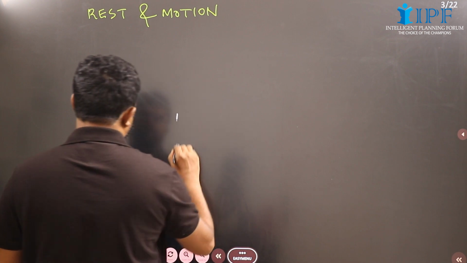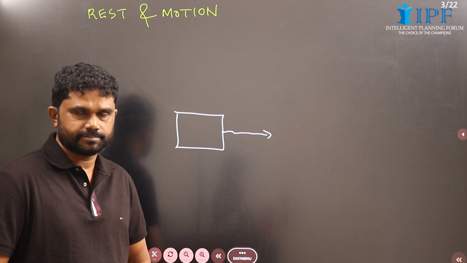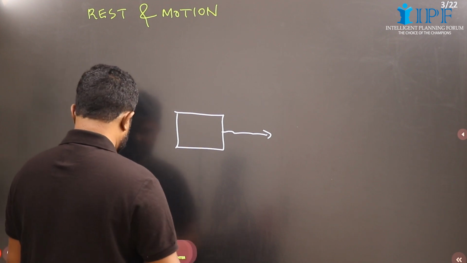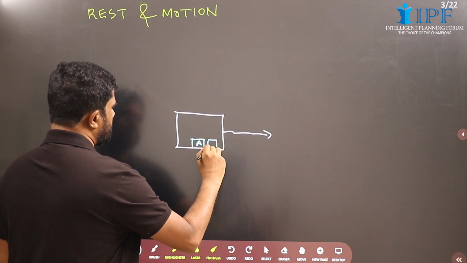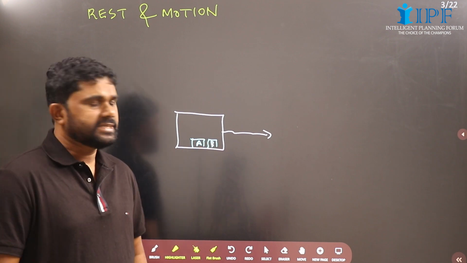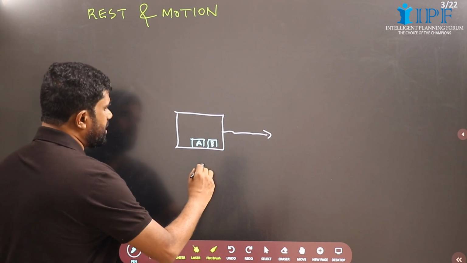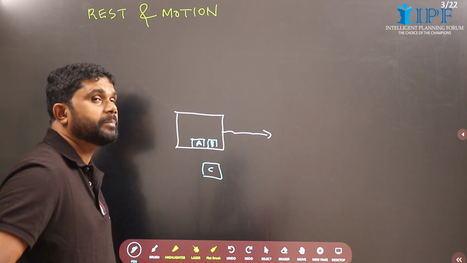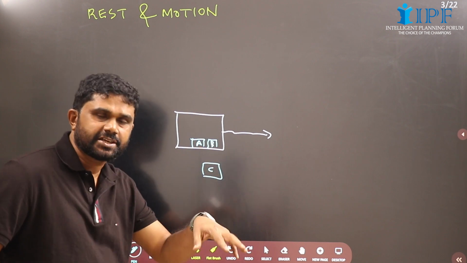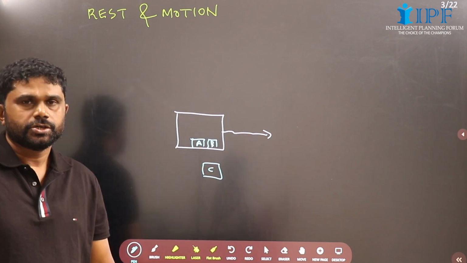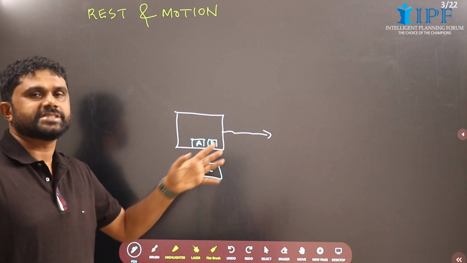See, consider a train that started to move from a station. There are two passengers, say A and B, sitting inside the moving train. As seen by A, the passenger B is at rest. But for an observer outside the train, suppose this C is standing on the platform and the train is moving. As seen by C, this passenger B is inside the train and the train is moving, so passenger B is moving. So if we ask whether B is at rest or B is in motion, A will say B is at rest.